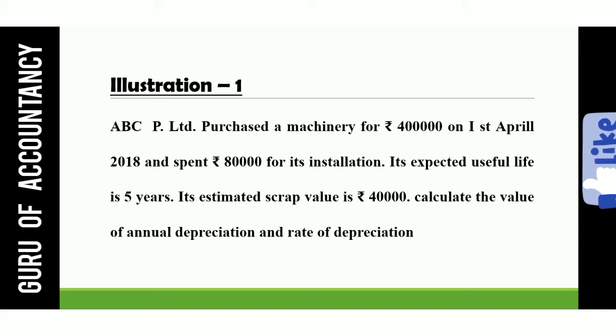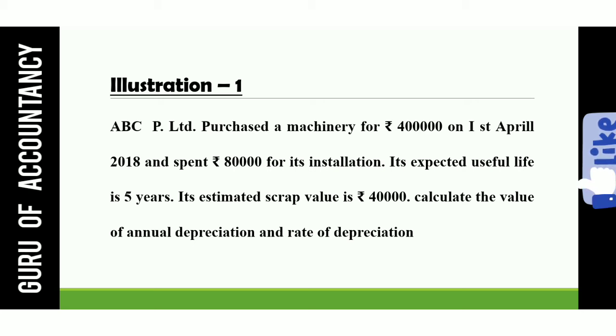depreciation by taking an exercise. ABC Private Limited purchased a machinery for rupees 4 lakh on 1st April 2018 and spent rupees 80,000 for its installation. Its expected useful life is 5 years. Its estimated scrap value is 40,000. Calculate the value of annual depreciation and rate of depreciation.